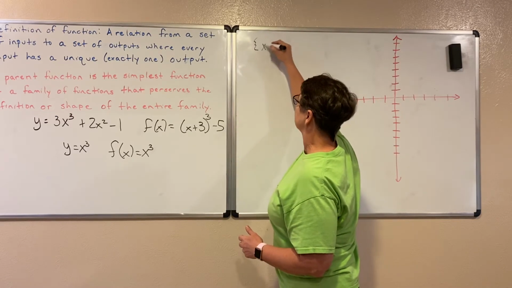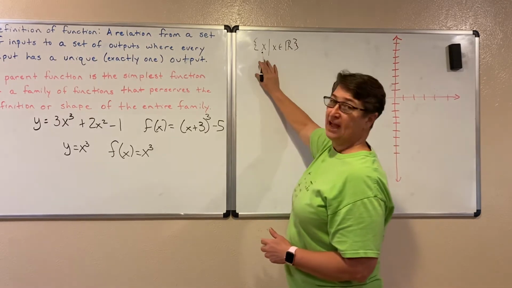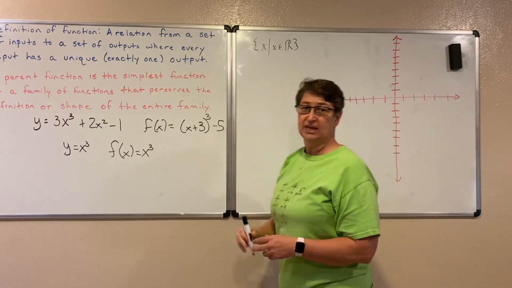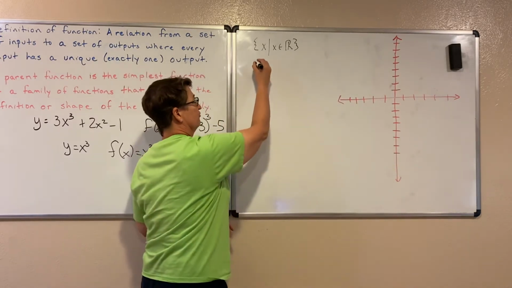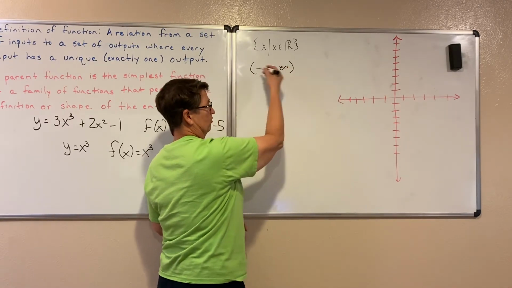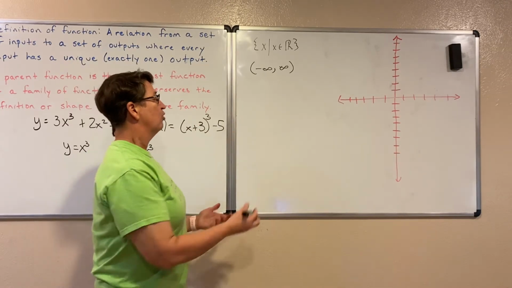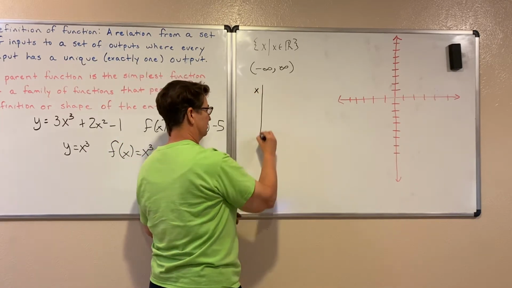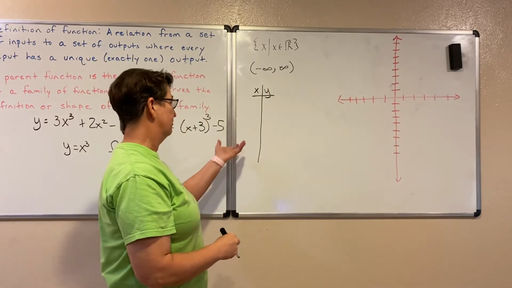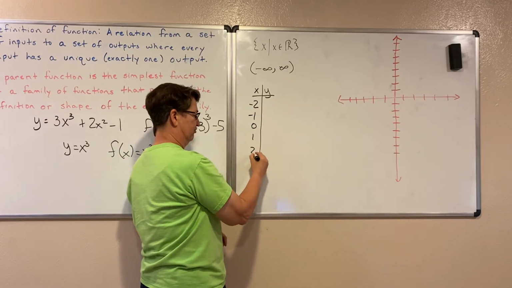Or in fancy math talk, set builder notation: x such that x is an element of the real numbers. In other words, x can be any real number. Or in interval notation, x can be any number from negative infinity to infinity. It can be anything in there, any number. So because of that, I'm going to choose these 5 numbers to substitute in for x: -2, -1, 0, 1, and 2.